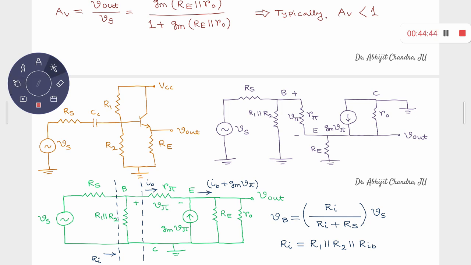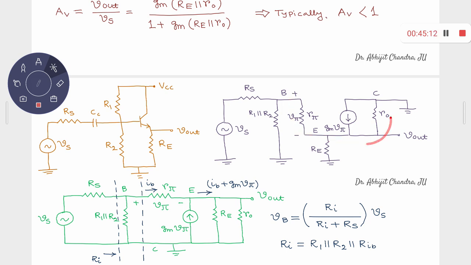This is the common collector. Why common collector? Because the collector terminal is connected to the power supply. The collector terminal is held at constant DC voltage, so it is 0 at AC. The input signal also has some non-zero source resistance. This coupling capacitor you can ignore. You have this voltage division R1, R2, and this resistance RE is present. This part I think is clear.